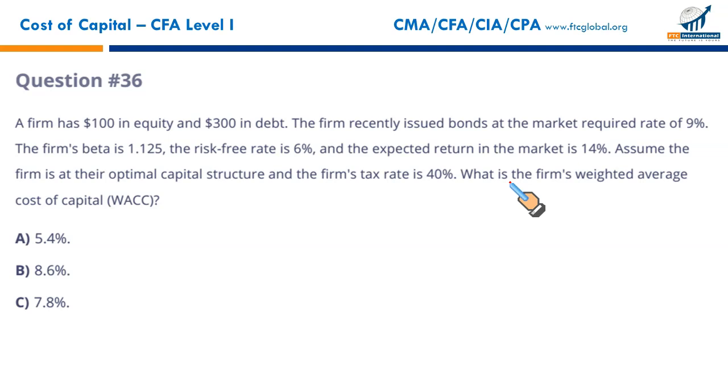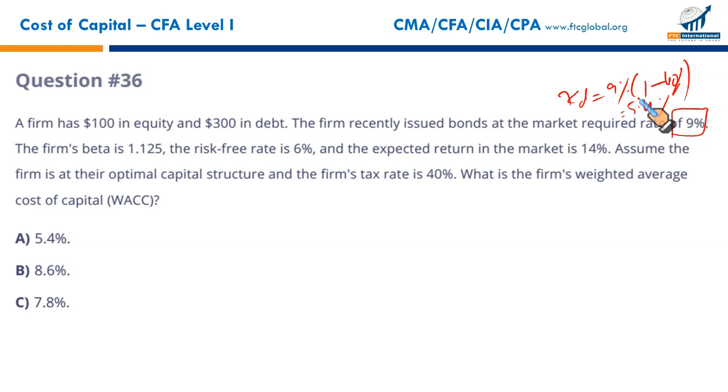Okay, we have been given the cost of debt as 9%, which we will need to convert into after-tax basis. Let's do it right here. Cost of debt is equal to 9% times 1 minus tax rate. Tax rate is 40%. So 9 times 0.6 is 5.4. This is the cost of debt.